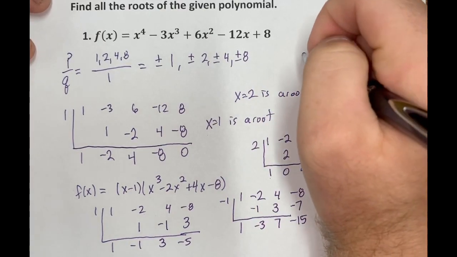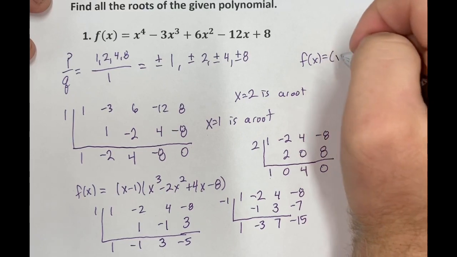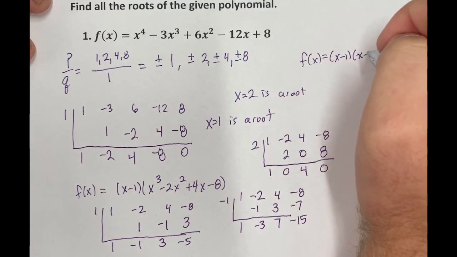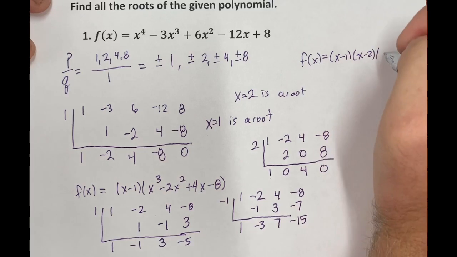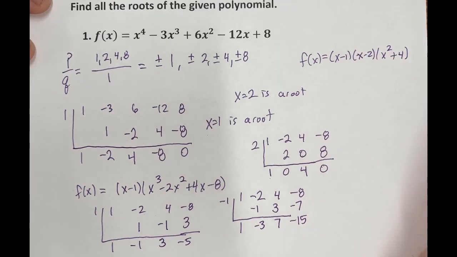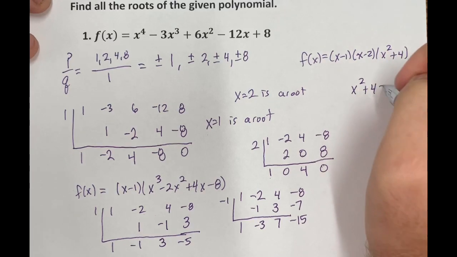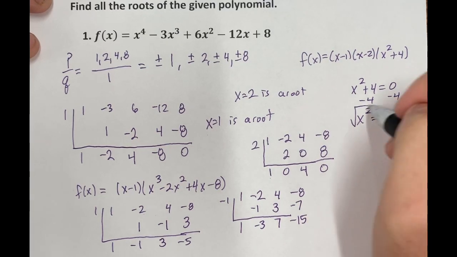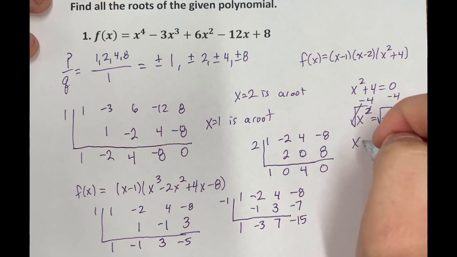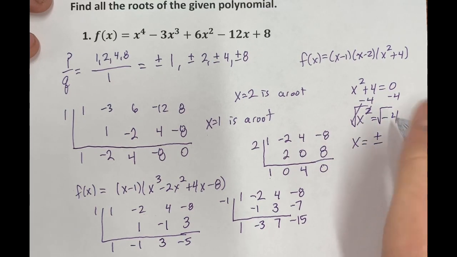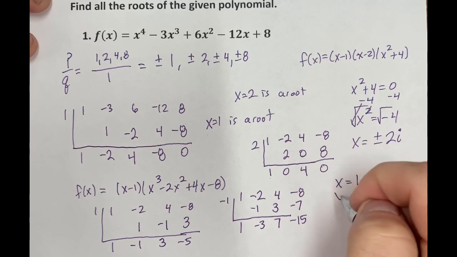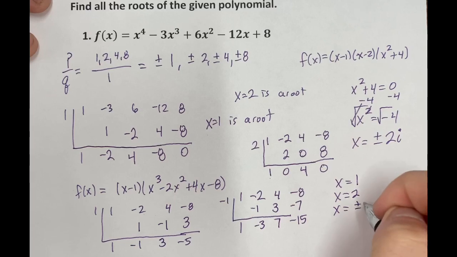And now we can rewrite f of x as x minus 1. We can break this x to the third piece down into x minus 2, that was the factor we found, times the quotient here, which is x squared plus 4. We solve the equation x squared plus 4 equals 0. We can solve that by taking square roots. Subtract 4 from both sides. X squared equals negative 4. We take the square root of both sides. The square and the square root cancel out. And x equals plus or minus the square root of negative 4. The square root of a negative number is i, and the square root of 4 is 2. So this is plus or minus 2i. So our 4 roots would be x equals 1, x equals 2, and x equals plus or minus 2i.